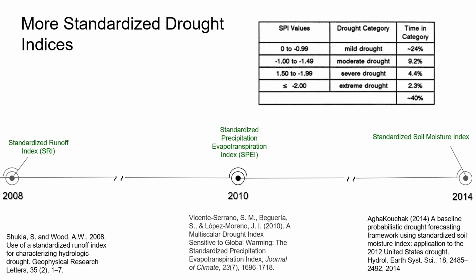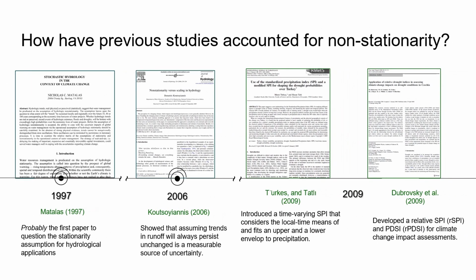Stepping away from the SPI, but now considering other drought indices, following the SPI, there was a rise in standardized drought indices. These are usually indices that divide the mean by a standard deviation to provide indices that can be compared with each other or with themselves over space and time, with caveats, of course. Some of these include the Standard Runoff Index from Shukla and Wood, 2008, the Standardized Precipitation Evapotranspiration Index by Vicente-Serrano et al., 2010, and the Standardized Soil Moisture Index, which was published in 2014. All of these standardized indices assume a stationary climate.